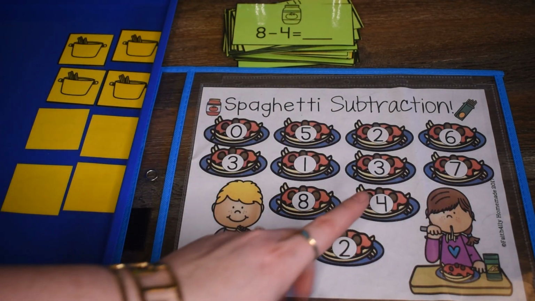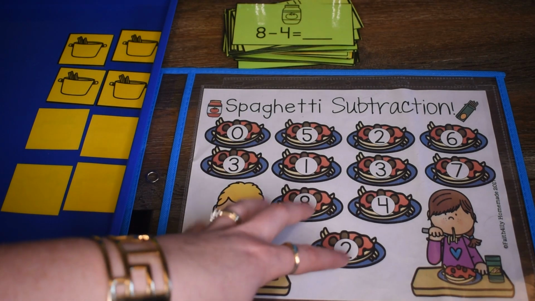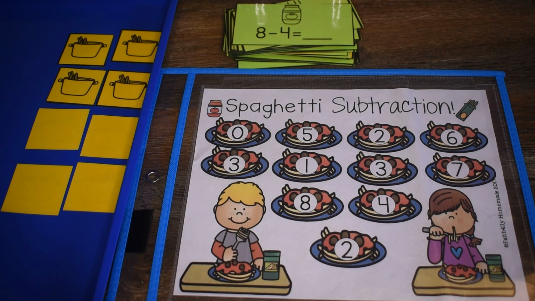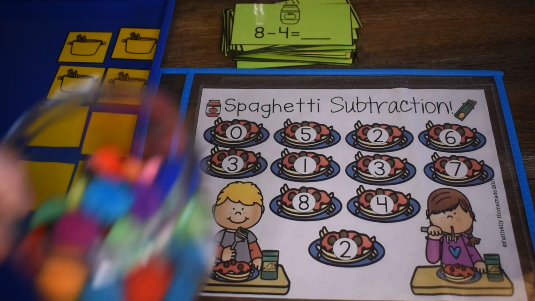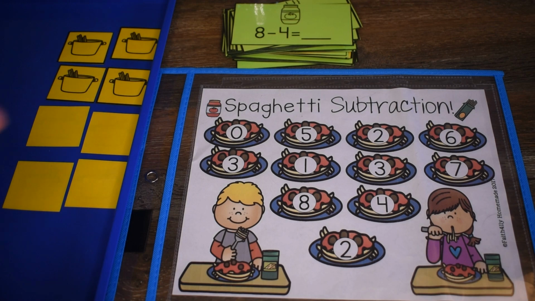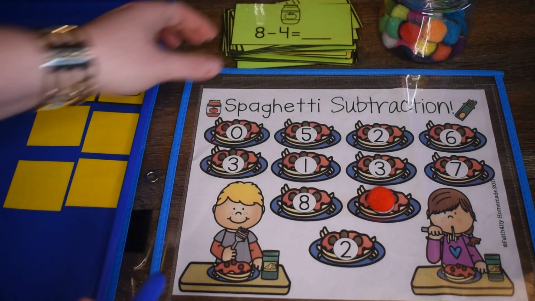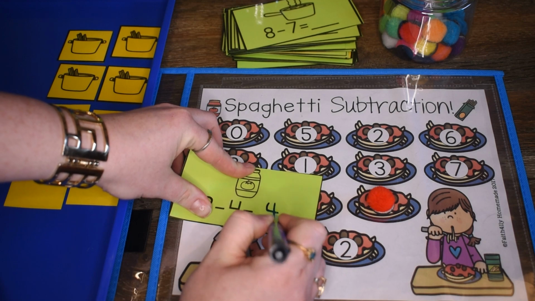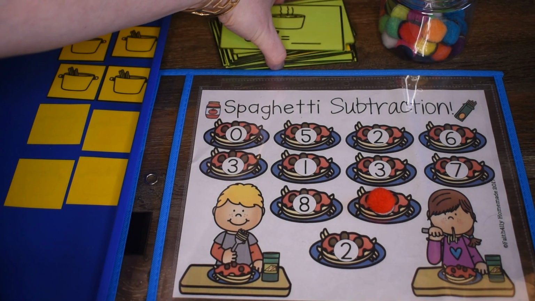And then they have to find their answer number on the spaghetti mat and cover it up. And you can use any manipulatives you have to cover it up. I'm going to use our pom-poms here, and I'm going to cover up the number 4. And there we go. Okay, so 8 minus 4 equals 4. You could also have them use their dry erase marker if you want, and have them actually write in their answer, okay? So let's try another one.